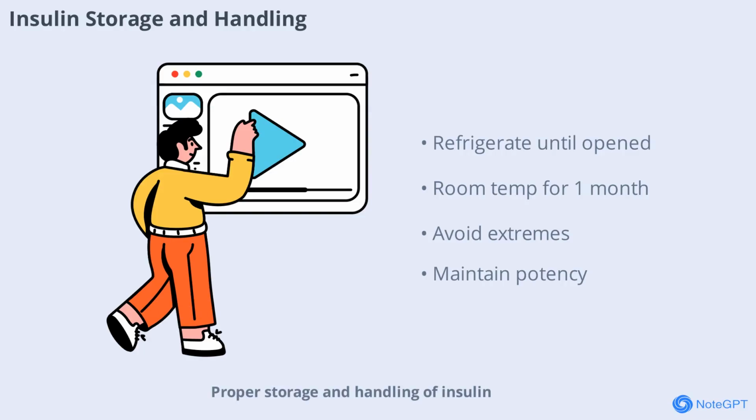Proper storage and handling of insulin are crucial for maintaining its effectiveness. Insulin should be kept refrigerated until opened, then stored at room temperature for up to a month. Avoid exposing insulin to extreme temperatures, as this can degrade the hormone and reduce its potency.